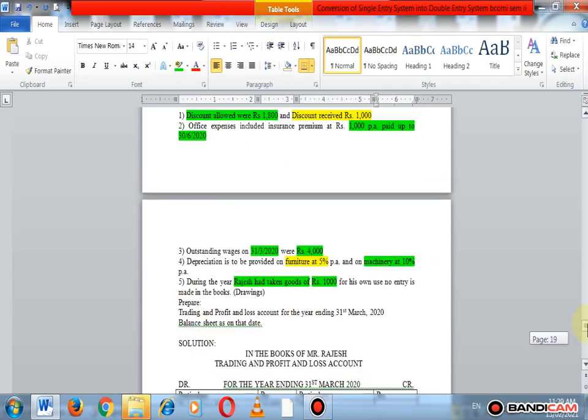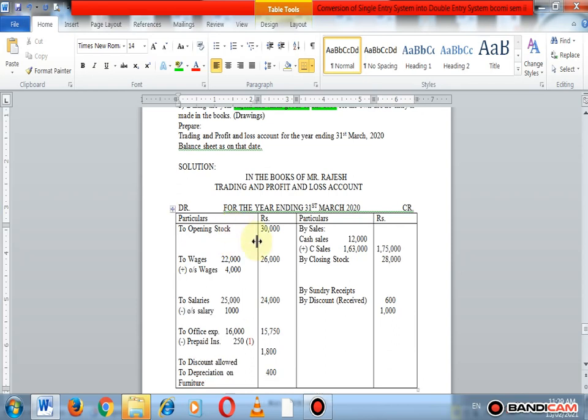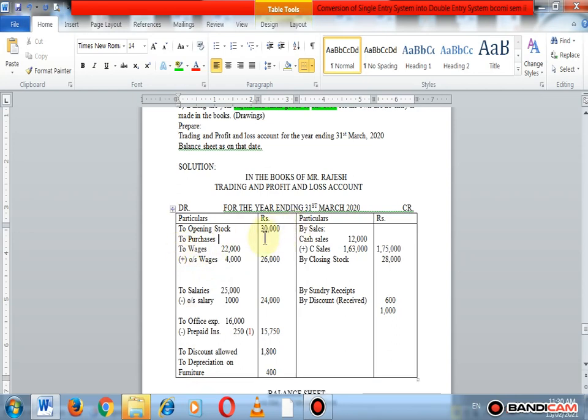directly record the purchases on the trading account below the opening stock: to purchases amounted to rupees 85,000. Then we find out all the missing items. We post all the adjustments and items to final accounts.